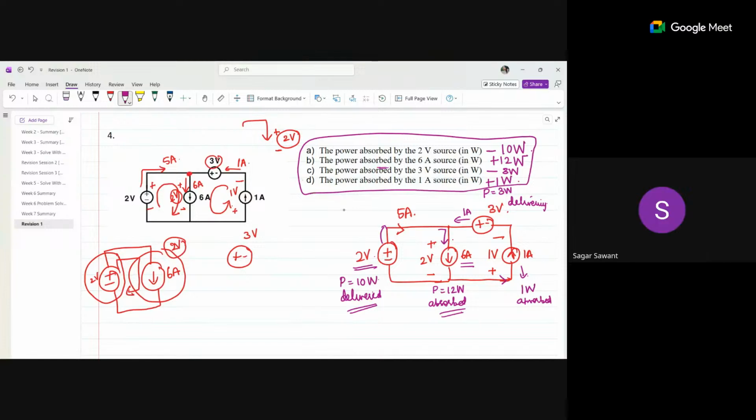Can you please explain the potential sign marking? The 2 volts. Let's say you started with the left loop. If we start with the right loop and do KVL, let's start with the left loop.